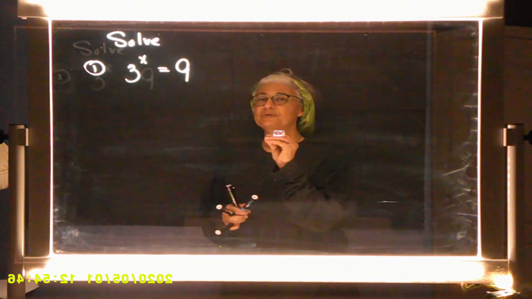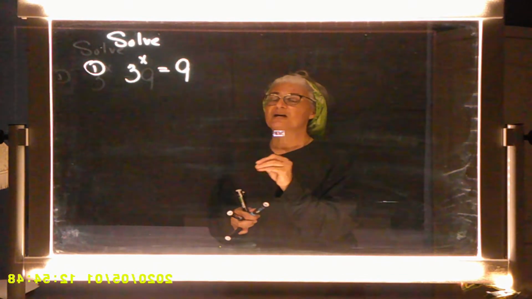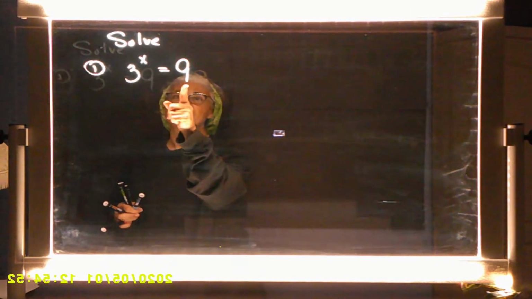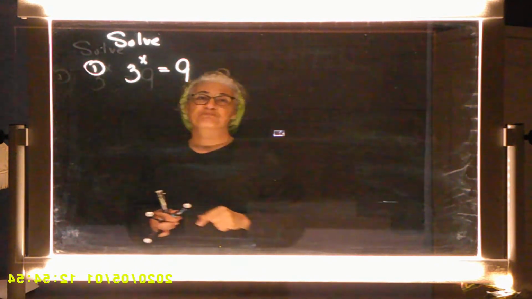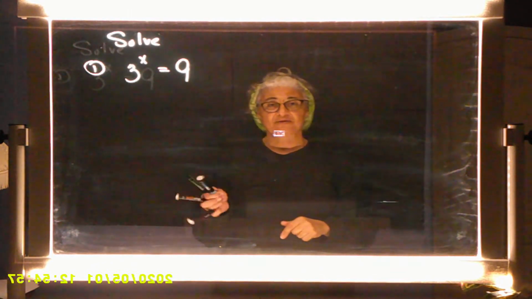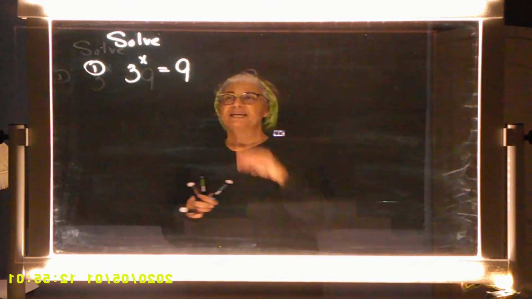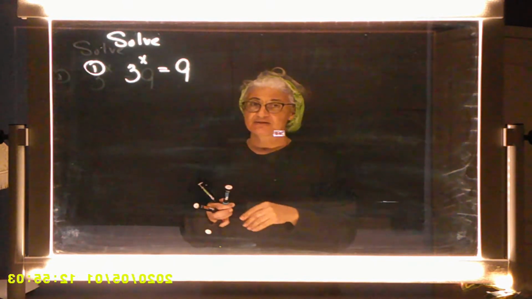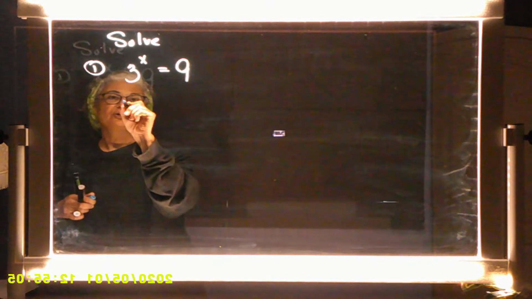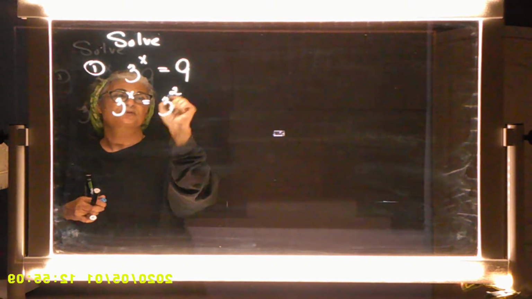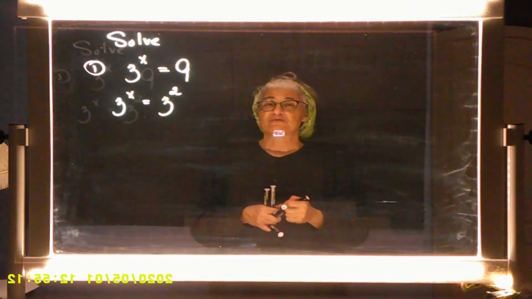The key to solving exponential functions, the majority of the time, is to make sure your bases are exactly the same. On the left side, my base is a 3. On the right side, it's a 9. Can't I turn a 9 into a 3? Yeah. So I could rewrite the problem as 3 to the x equals 3 to the power of 2.